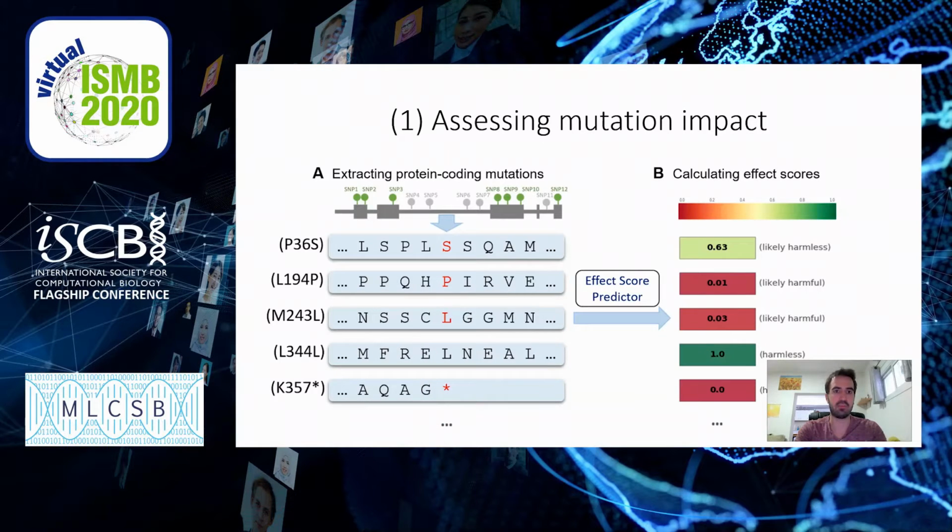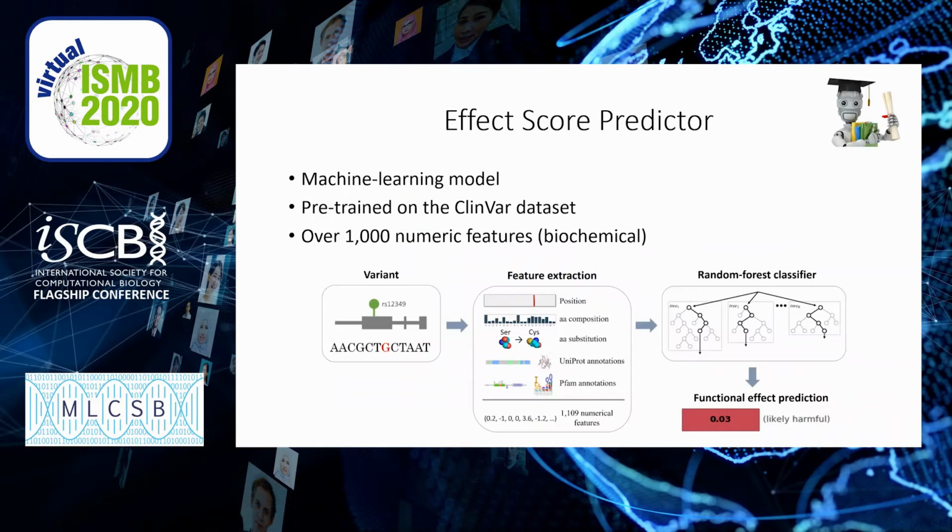Okay, so the first step, we want to assess mutation impact. The way this works, we take the list of variants and we filter those variants within the coding sequence of the gene, and we see what each variant seems to be doing to the sequence of the protein. And then we assign it what we call an effect score, a number between 0 and 1, which tries to estimate the functional effect of this mutation and whether it's damaging or not.